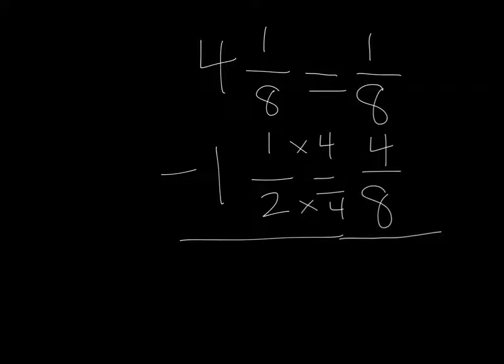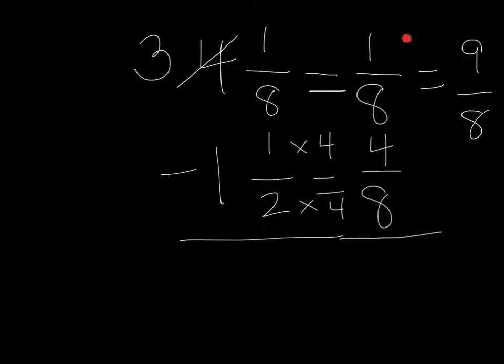Just like regular subtraction, I can also regroup when I am subtracting fractions. So I am going to take 1 whole away from my 4, which leaves me with 3 wholes. I am going to trade that 1 whole for 8/8. Well, when I look over here, I already have 1/8. So I'm going to add that 1/8 plus 8/8 to give me 9/8.